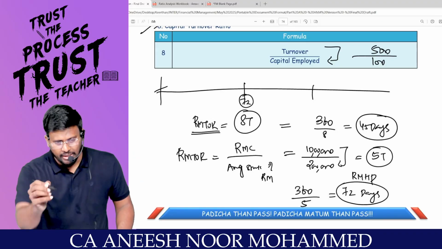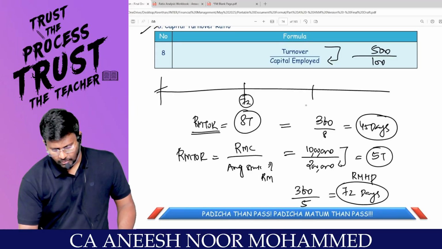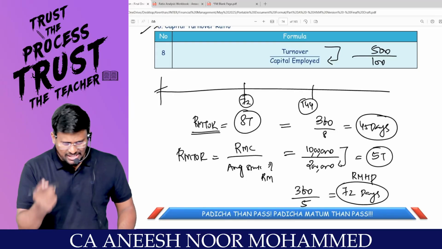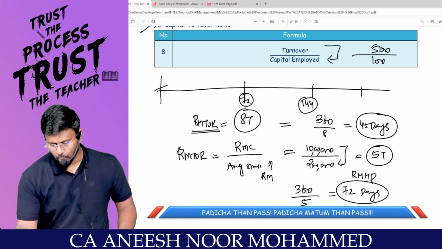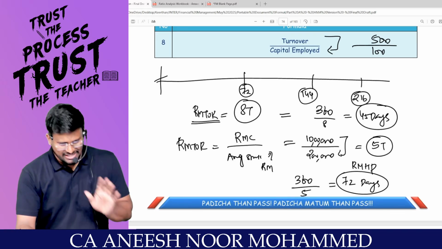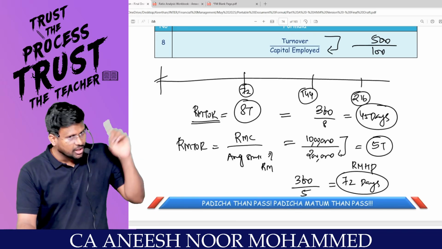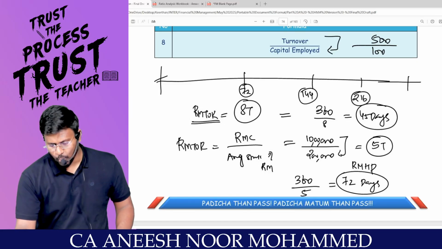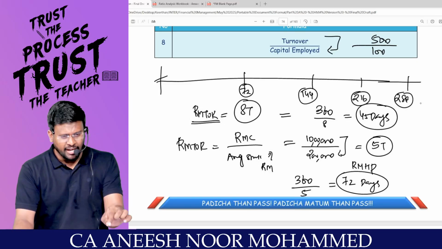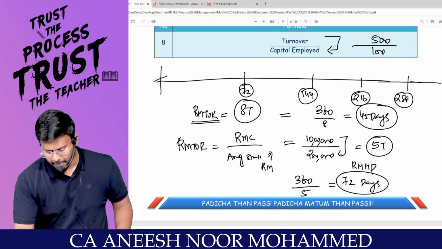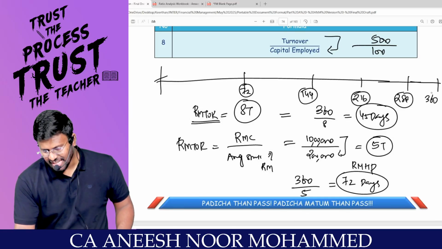Then, calculator: 72 plus 72, 144. On the next 144th day, again the second issue will happen. 144 plus 72, 216. On the 216th day, the third issue will happen. Next, 216 plus 72, 288. On the 288th day, the fourth issue will happen. 288 plus 72, 360. That's it. The year comes to an end.